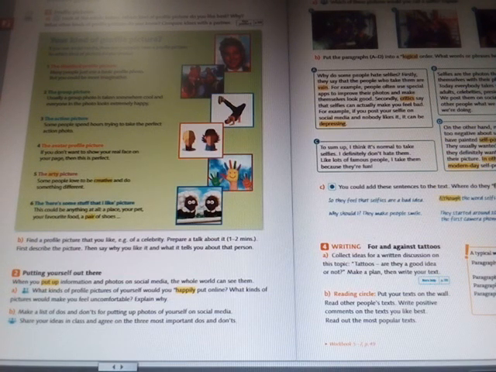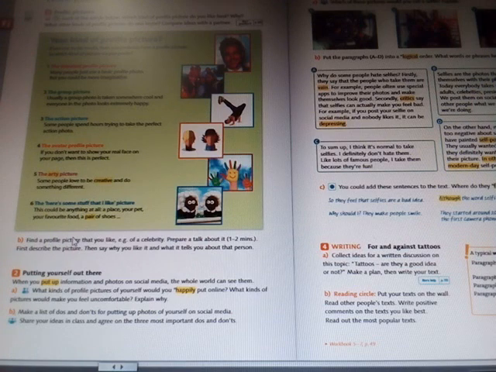So I want you to do exercise 3. Find a profile picture that you like. You should pick a celebrity. So go through Facebook, or if you don't have Facebook, you can still use WhatsApp, and find a profile picture of a person that you like, and just write down a couple of sentences. Why do you like it, and what does it tell you about that person? That's what I want you to do.